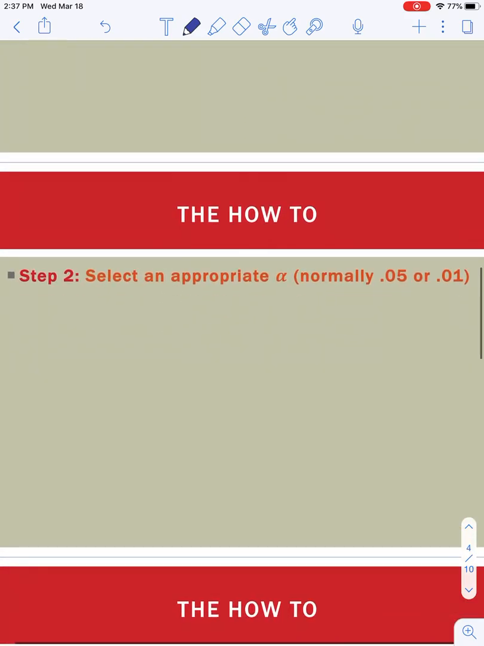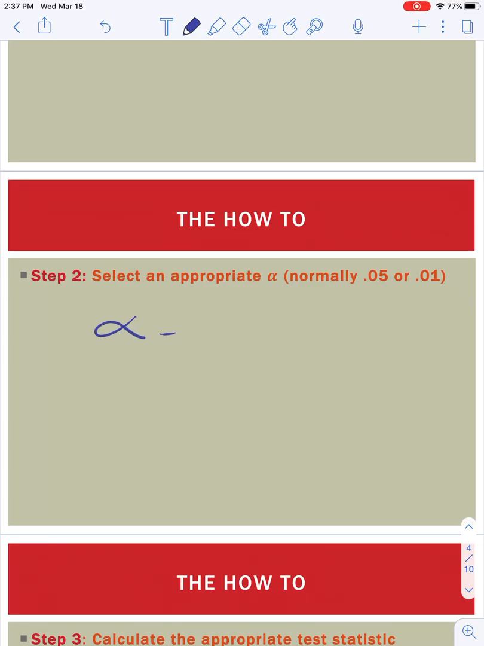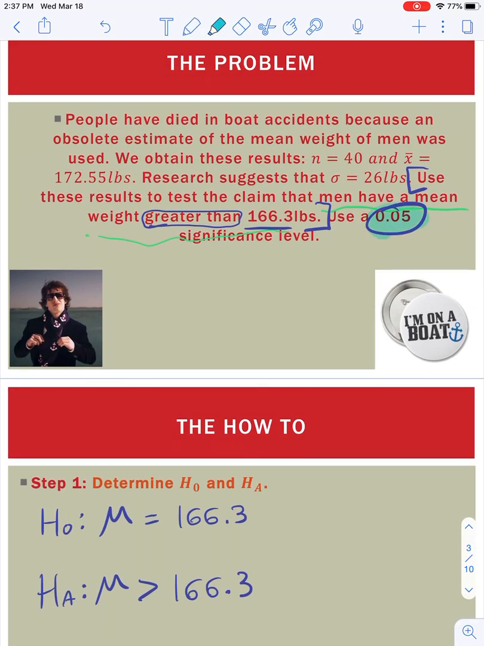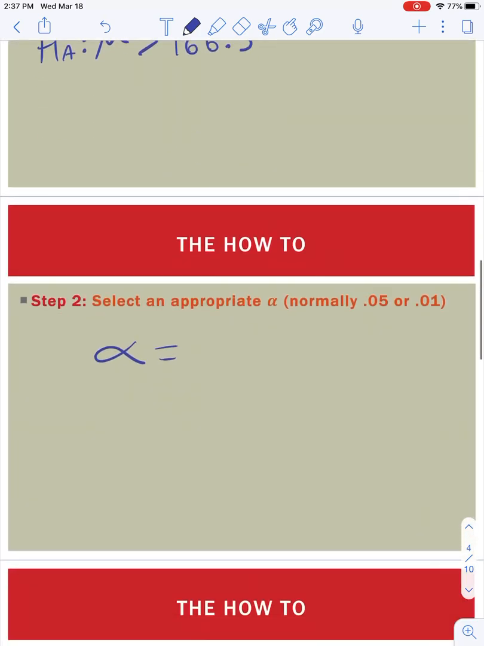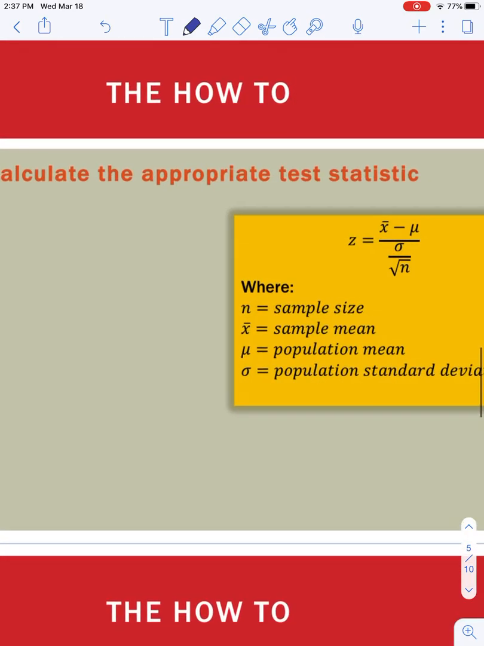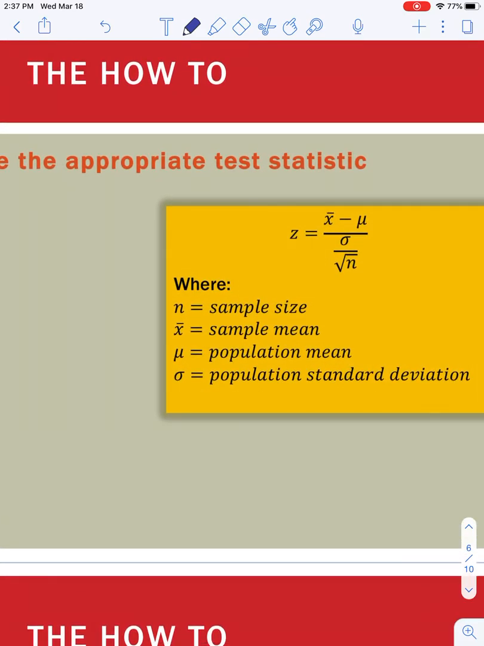Now we move into our alpha. Well, they told us alpha in this problem. They told it to us right here. They said 0.05 significance level. Significance level means alpha. So our alpha is going to be 0.05. So I got my hypotheses, I got my alpha. Because this is a sigma known mean problem, we're going to use this test statistic. There's 3 to choose from, as you saw in Lesson 2, and we know we're going to use this one.